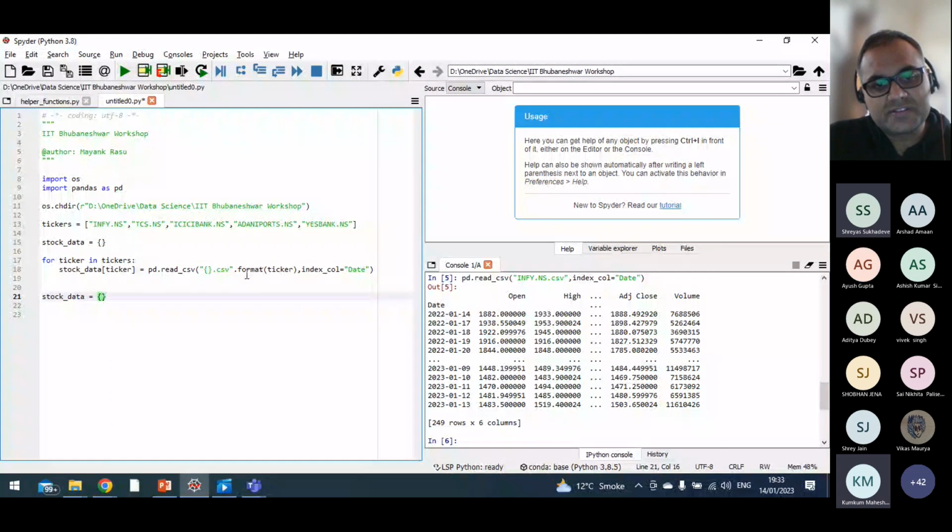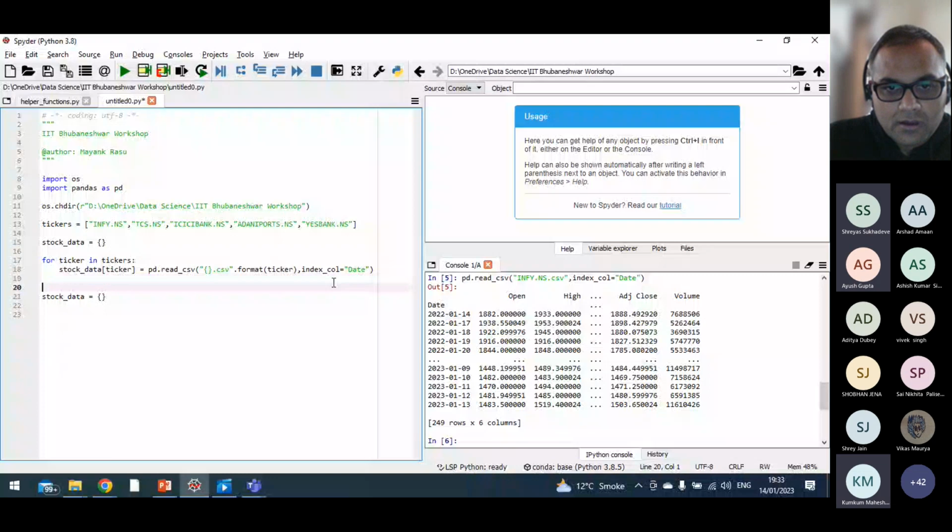So I hope you guys know what format does in Python. If you don't, just look it up. It's a very useful Python function. All right, so this would create this data structure.